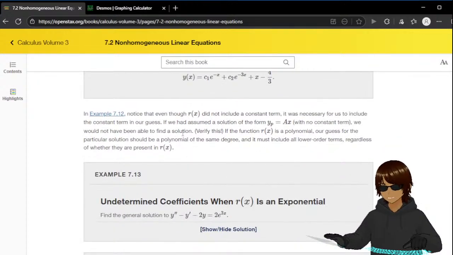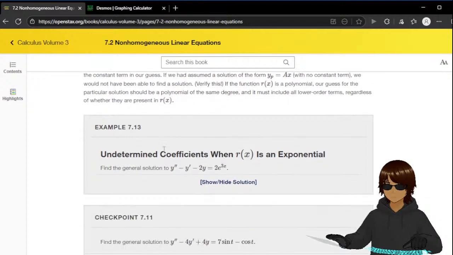Notice that even though R(x) did not include a constant term, it was necessary for us to include the constant term in our guess. If we had assumed a solution of the form y_p equals ax, we would not have been able to find a solution. If the function R(x) is a polynomial, our guess for a particular solution should be a polynomial of the same degree, and it must include all lower order terms regardless of whether they are present in R(x).